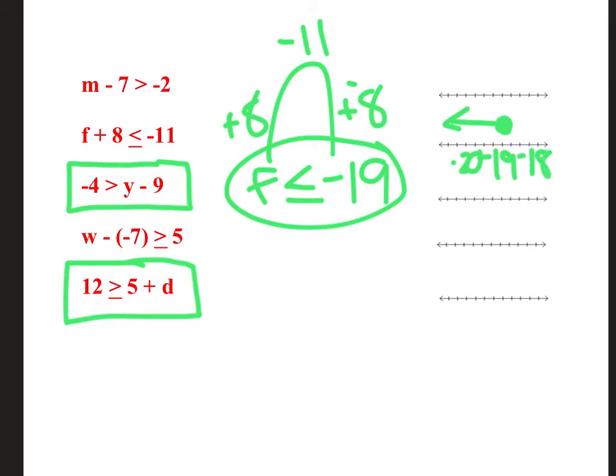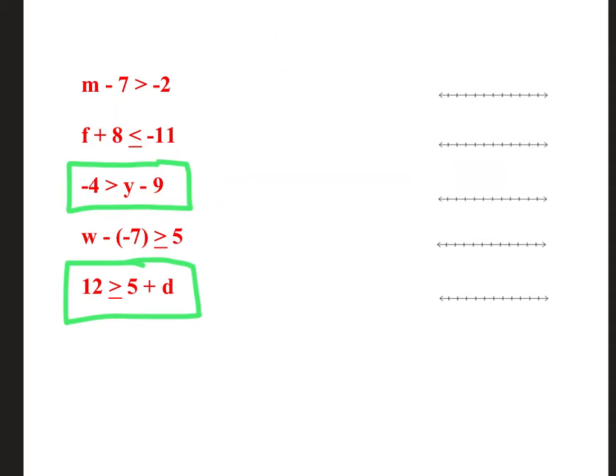If I did it with cancellation, just subtract 8 from that side, subtract 8 from that side. Those cancel out, and you're left with negative 19. F is less than or equal to negative 19. I'm going to skip that next problem. We'll come back to those two that are in the boxes. I'll talk about why they're a little bit different. So the next one I would do leave, change, opposite.